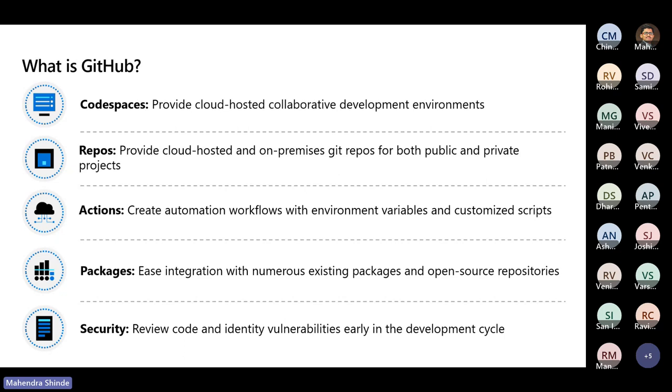And finally, security tools. This is one of the unique selling points of GitHub. There are built-in security tools in GitHub. You do not have to depend on an external tool like SonarQube. There is already a built-in tool available from GitHub. GitHub Dependabot, for example. GitHub CodeQL can be used instead of an external tool.